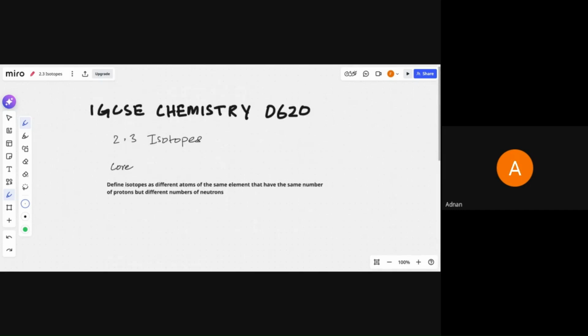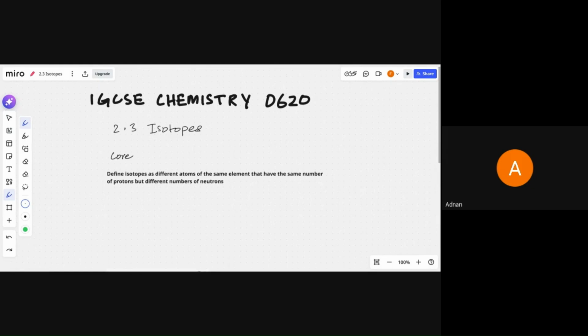So the first one is: define isotopes as different atoms of the same element that have the same number of protons but different number of neutrons. Okay, as the word isotopes is explained in this statement, let us talk about this more.